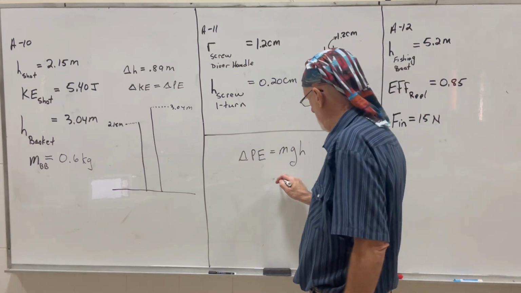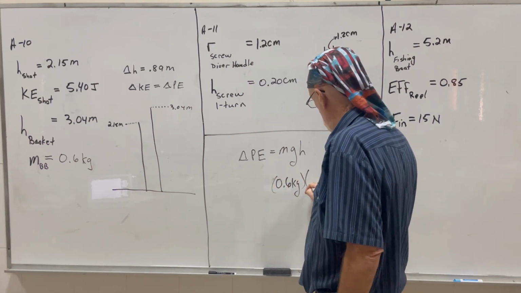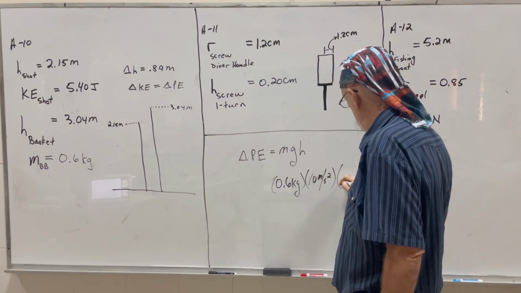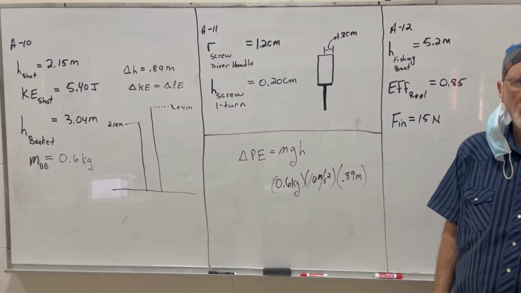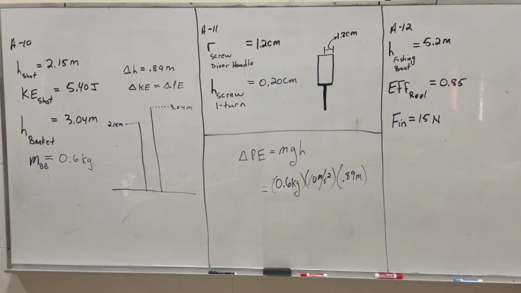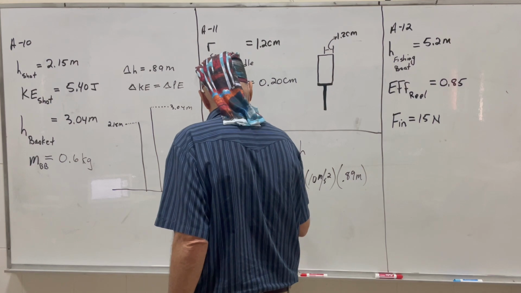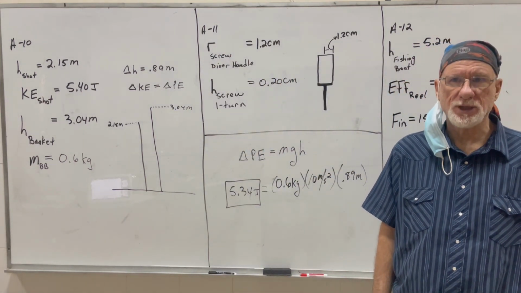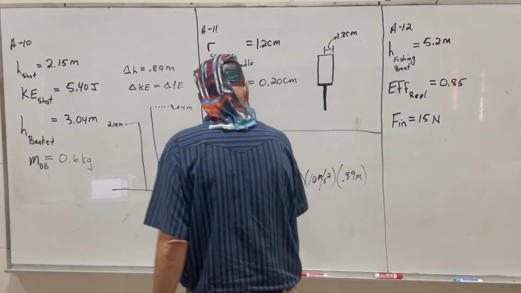So you would say 0.6 kilograms times 10, and we know that that's meters per second squared, times 0.89. What is 0.6 times 0.89 times 10? 5.34. So do I have enough juice? Do I have enough energy to get it up to the basket? Yes, I do. So the answer is yes. Okay, that's A-10, done. In the can.